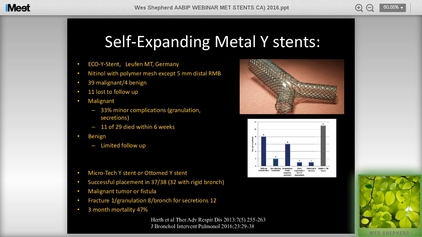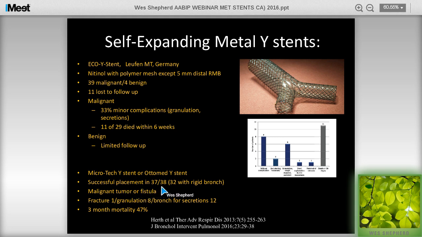And then just a quick word on metal Y stents in malignant disease. Now, these are not currently available in the United States, and there are several versions and products available in other parts of the world. And these were just two papers looking at small groups, 39 malignant and 4 benign patients in this particular group. They had a fairly high number of patients that were lost to follow-up and pretty high mortality. A third of the patients died within six weeks, and about a third of them had minor complications.